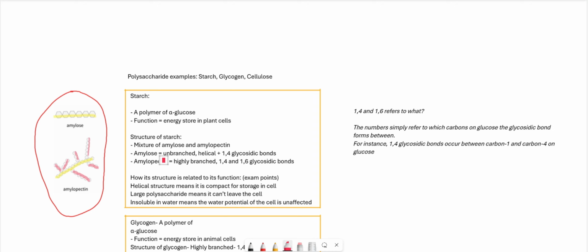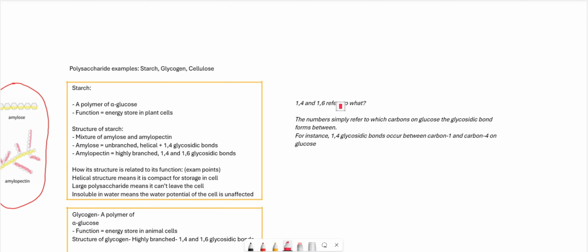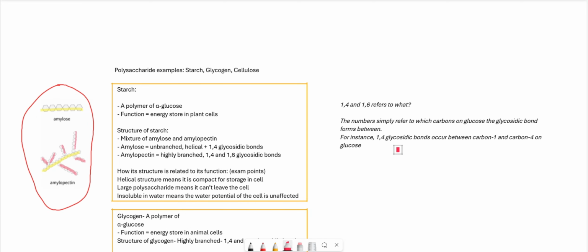And you may be thinking, what are 1,4 and 1,6 glycosidic bonds? Well, 1,4 and 1,6 is literally the numbers referring to which carbons on glucose the glycosidic bond forms between. For instance, 1,4 glycosidic bonds occur between carbon 1 and carbon 4 on glucose. So the glycosidic bond is formed between carbon 1 and carbon 4.